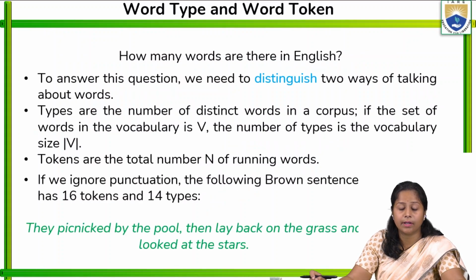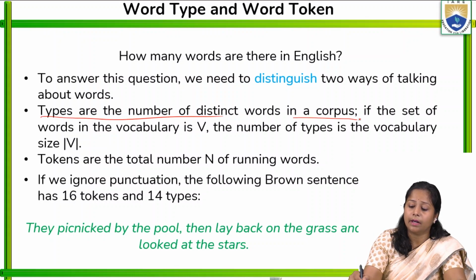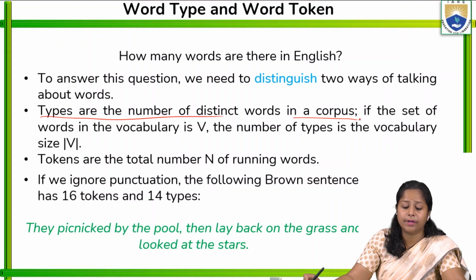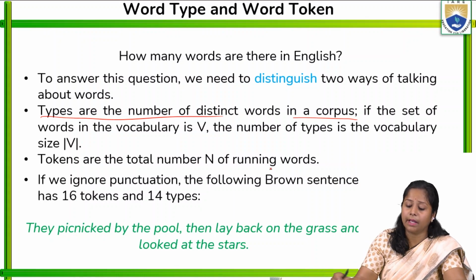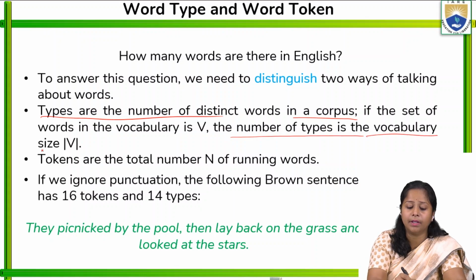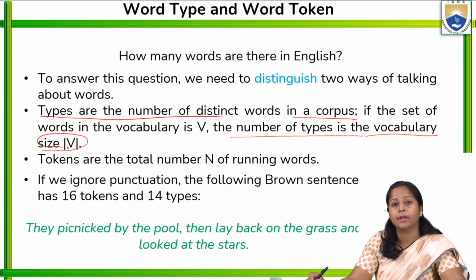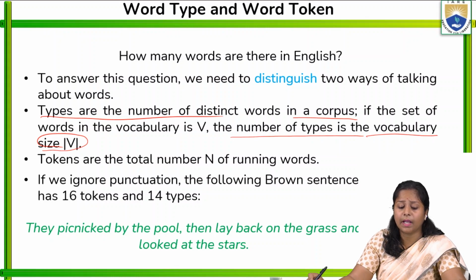Now I need to talk about word type and word token. If I talk about how many words there are in the English language, to answer this question we need to distinguish two ways of talking about words. Types are the number of distinct words in a corpus. If the set of words in the vocabulary is V, then the number of types is the size of V, that is, mod of V, a mathematical function.